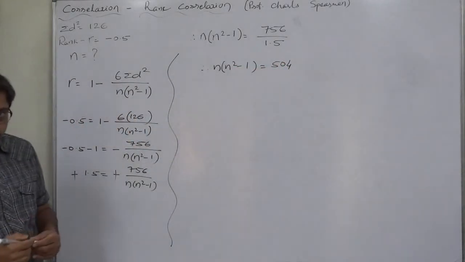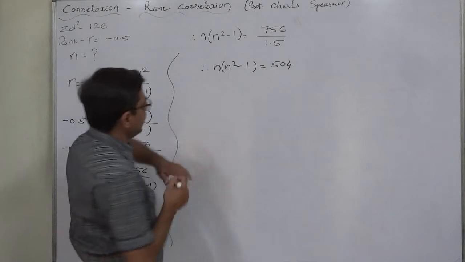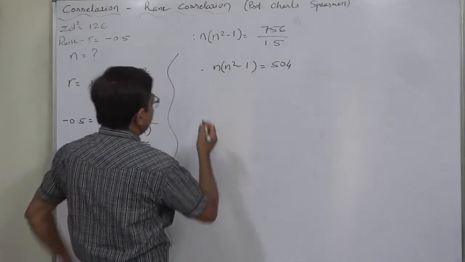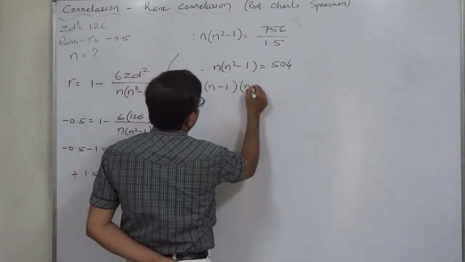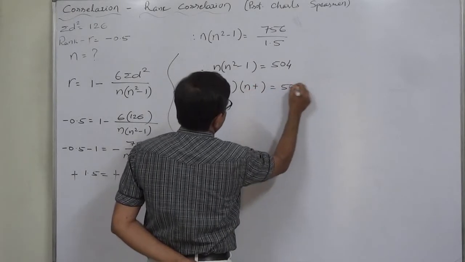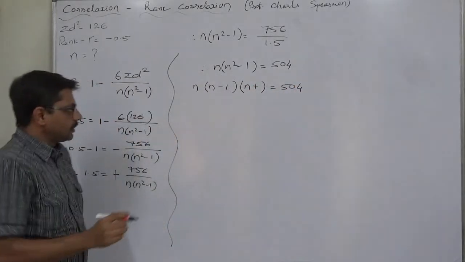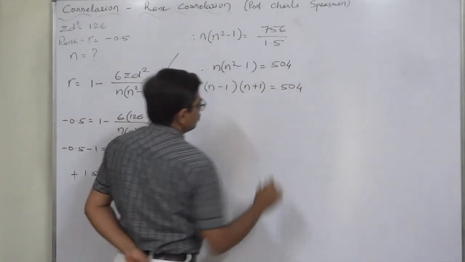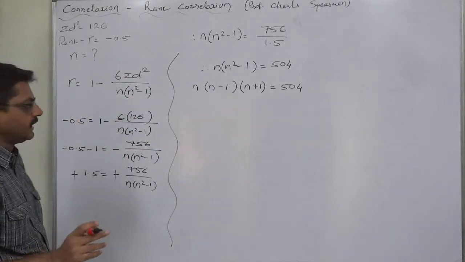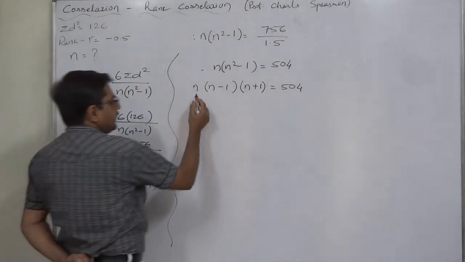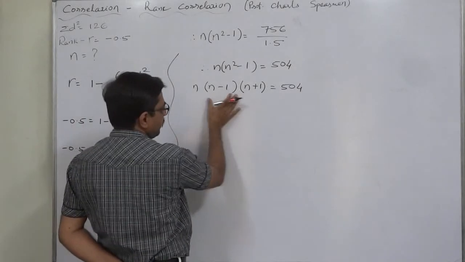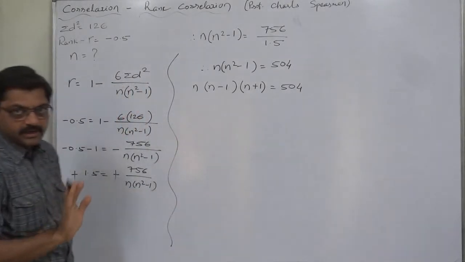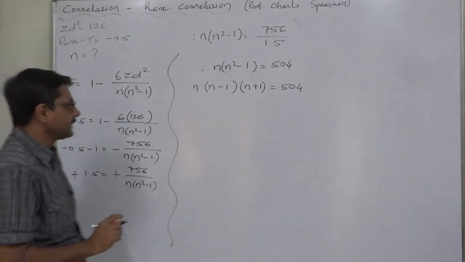Now what to do? First of all, let us open the bracket. N square minus 1 is n minus 1 into n plus 1. That is 504. It is a matter of simple mathematics. In schools we have already learnt this thing. These are the three numbers and their product is 504. The simple interpretation of the last step is something like that.